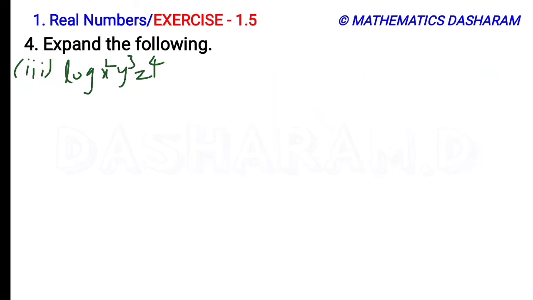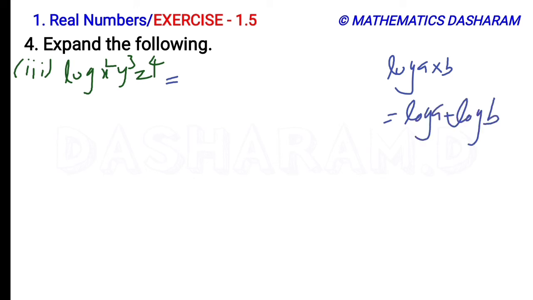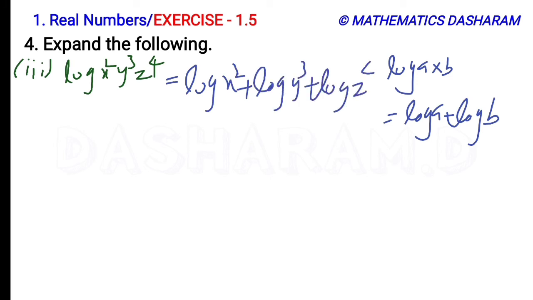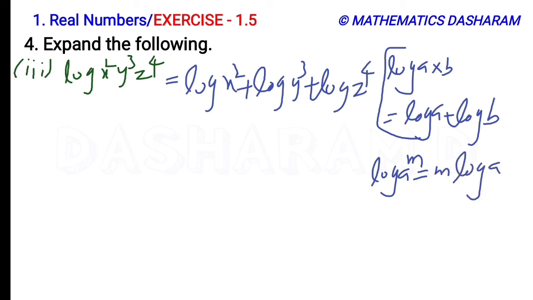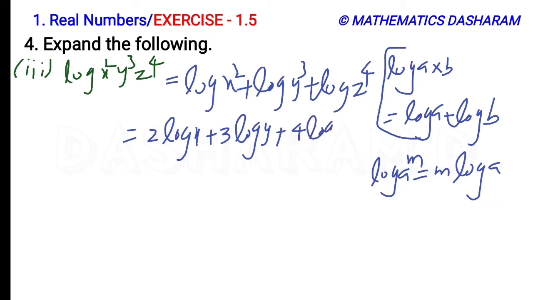Third question, log x square into y cube into z to the power of 4. Here the suitable formula is log(a into b) equals log a plus log b. This formula is applicable for 3 terms also. So log x square plus log y cube plus log z to the power of 4. Now the formula log a to the power of m equals m log a. So 2 into log x plus 3 into log y plus 4 into log z.